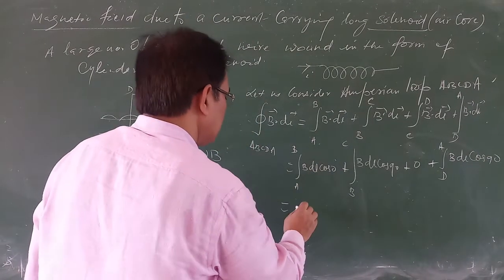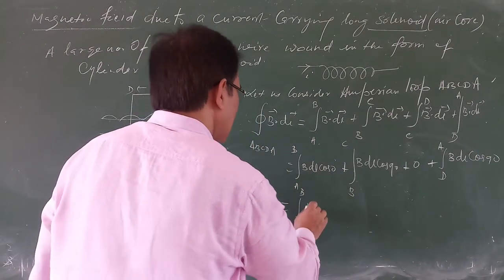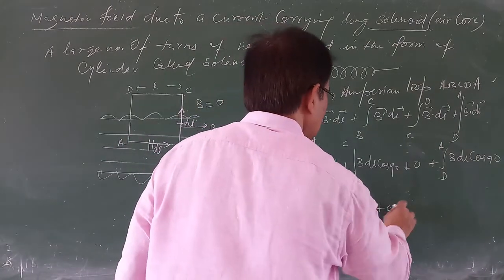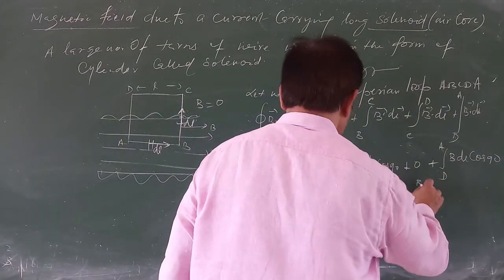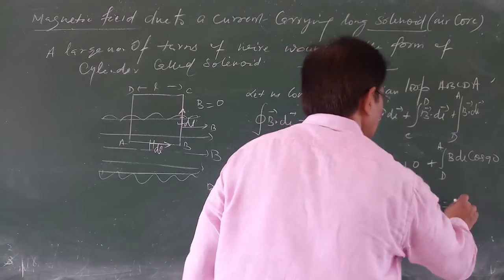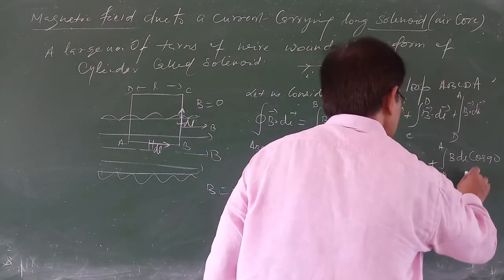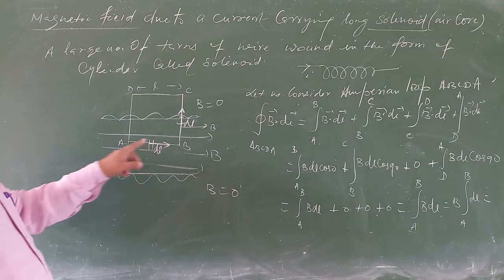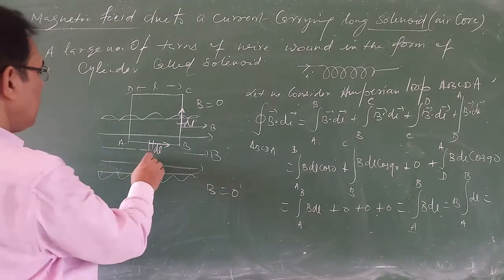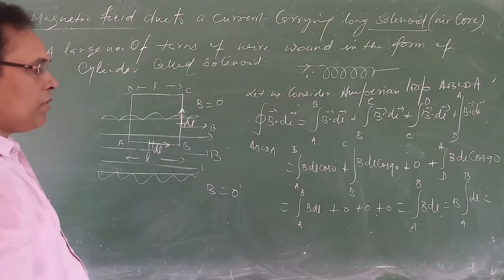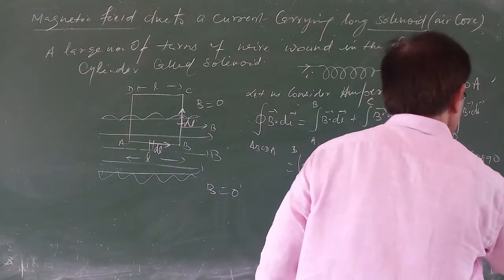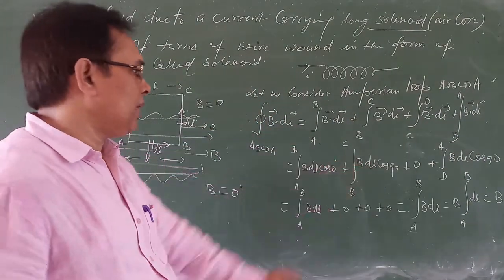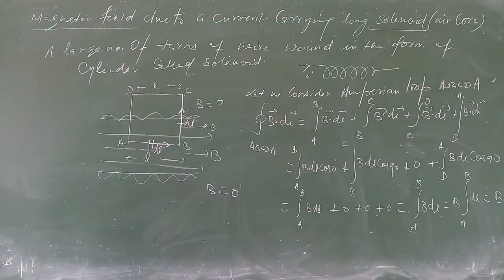So here only the term A to B is left, which is B dl. Remaining all the terms will be 0. So this is equal to the integral from A to B of B dl. We take B out, and this is the integral of dl from A to B. Now look here, A to B: the entire length is L, this is the entire length AB. So this is equal to BL. So the line integral of the magnetic field comes out equal to BL.